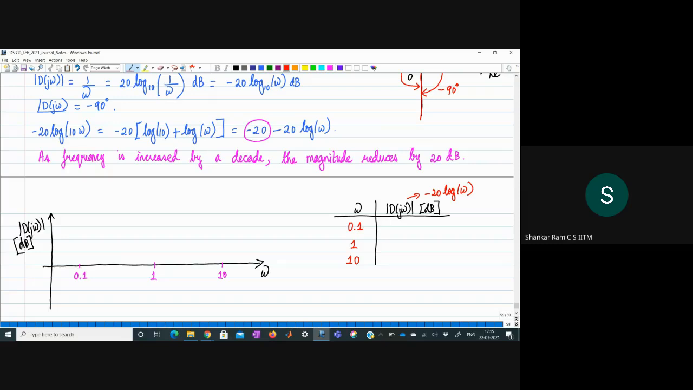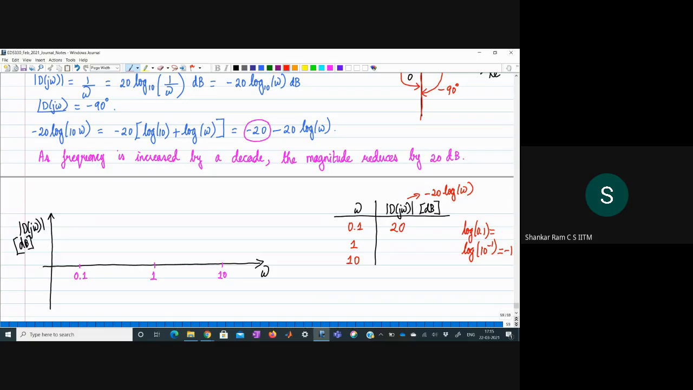Minus 1. It is going to be minus 1, right? How did I get it? So we can say logarithm of 0.1. We can write it as logarithm of 10 power minus 1, right? And when we take the logarithm to the base 10, we get minus 1, right? Then we multiply by minus 20, so we'll get plus 20 decibels, right? I hope it's clear how we got plus 20, right?